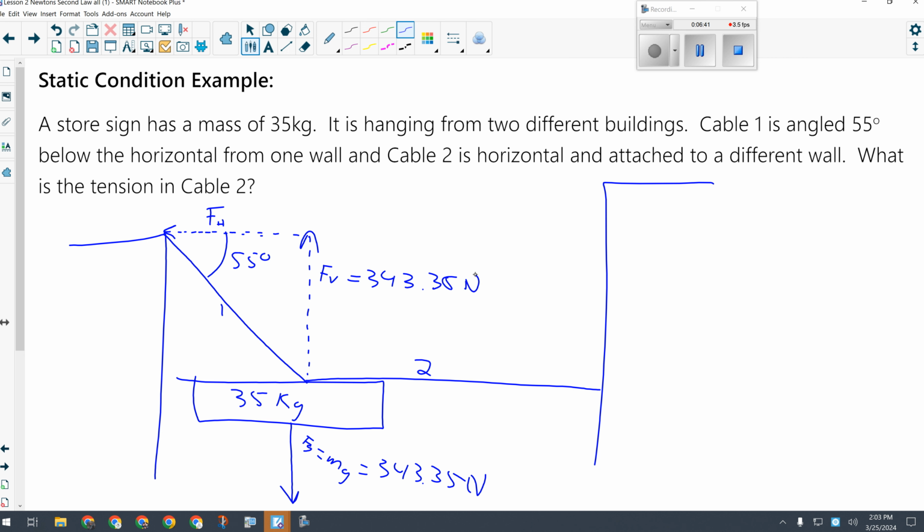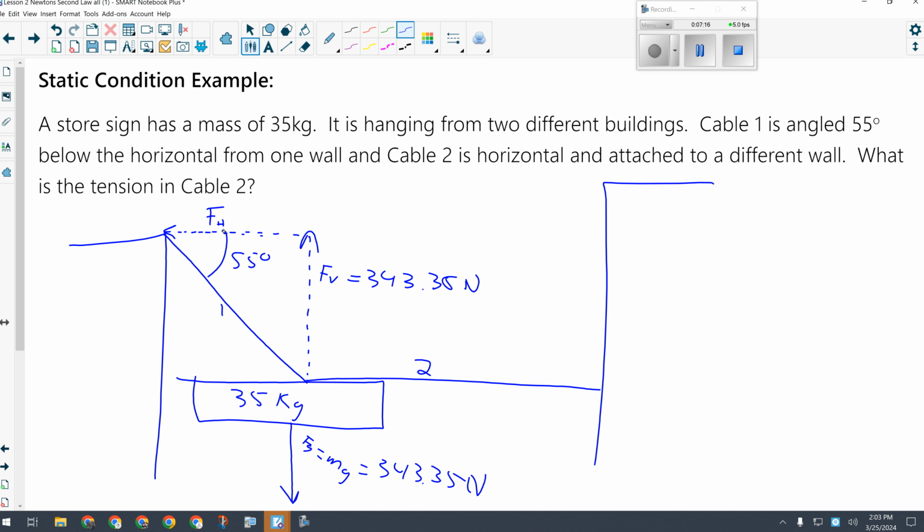All right, so 343.35 newtons is that side of this triangle. So what is this side pulling against? Cable 2. If the object's not moving, the vertical forces have to offset and the horizontal forces have to offset. So whatever the force in cable 2 is, it's got to be pulling just as hard as cable 1 is pulling to the left. So is this just a trig calculation?